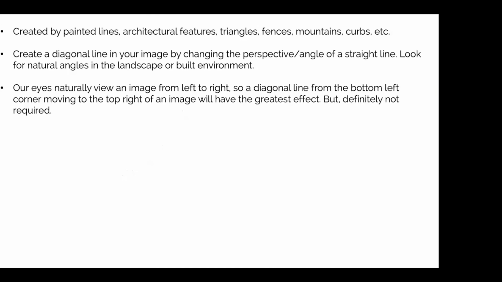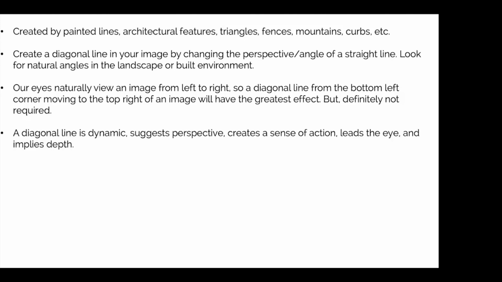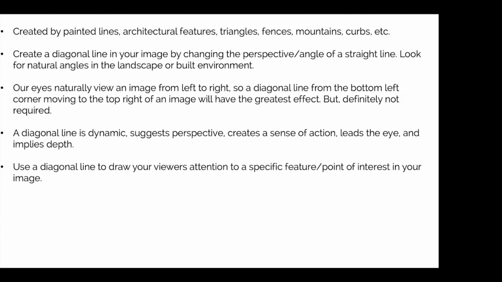Our eyes naturally view an image from left to right. So a diagonal line from the bottom left corner moving to the top right of an image will have the greatest effect, but definitely not required. A diagonal line is dynamic. It suggests perspective, creates a sense of action, leads the eye, and implies depth. So you use a diagonal line to draw your viewer's attention to a specific feature or point of interest in your image.